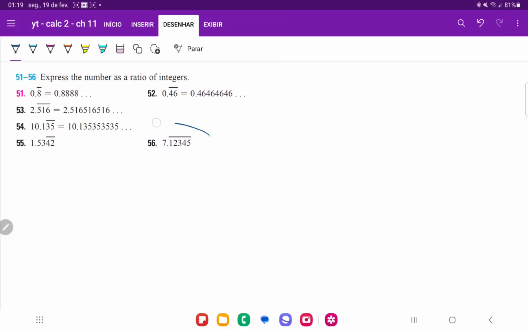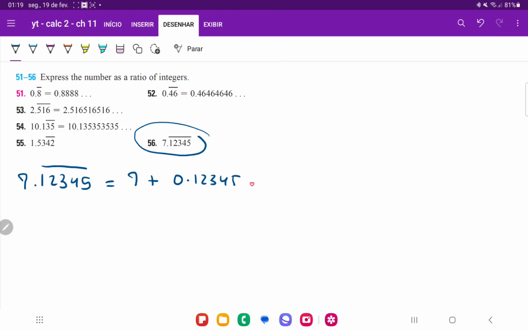So for number 56, we want to express this number here as a ratio of integers. So we have that 7.12345 repeating. Well, that's just going to be 7 plus 0.12345, and then 12345, and so on and so forth. So let's take a look at this expanding decimal, and let's express it as an infinite sum.